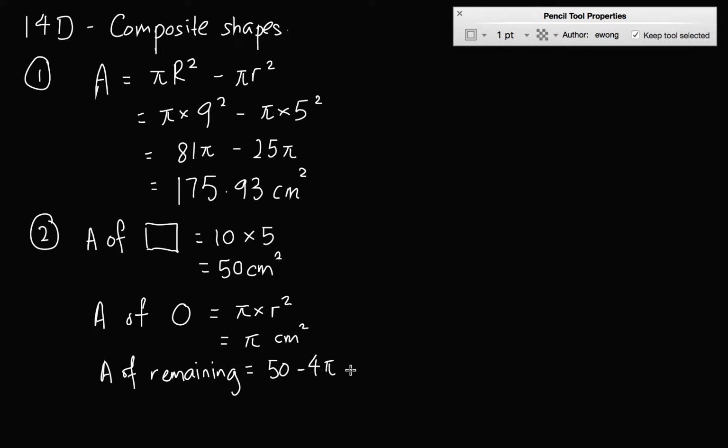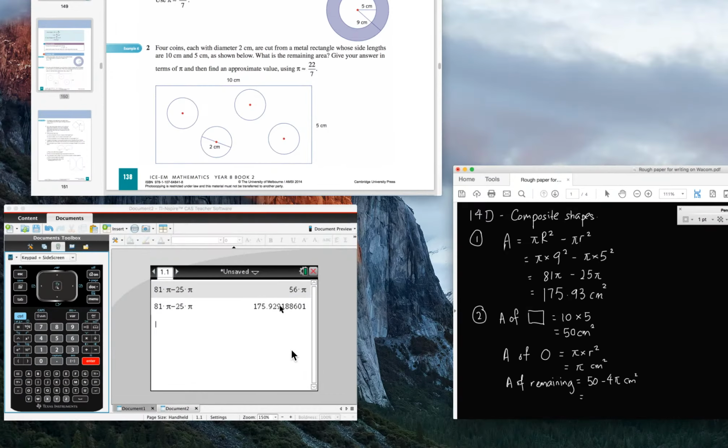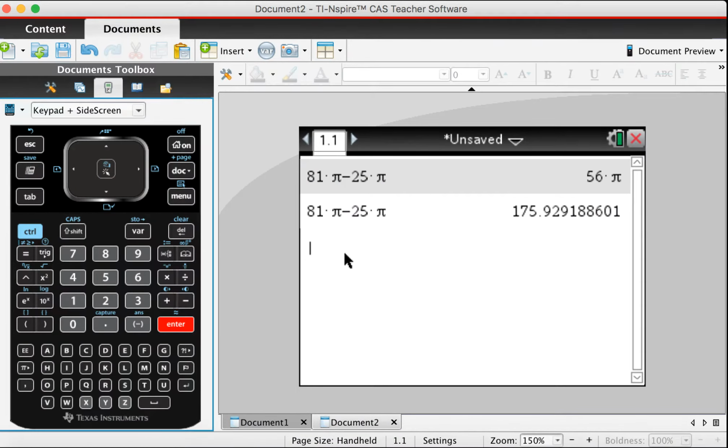And this answer would be in terms of pi, because you won't be able to write the answer in terms of pi as just one number. Okay, so we'll just write the units there as well. And to do the approximate value, we need to consult our calculator. 50 take away 4 pi.